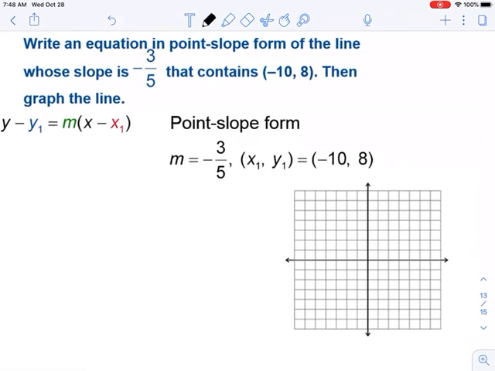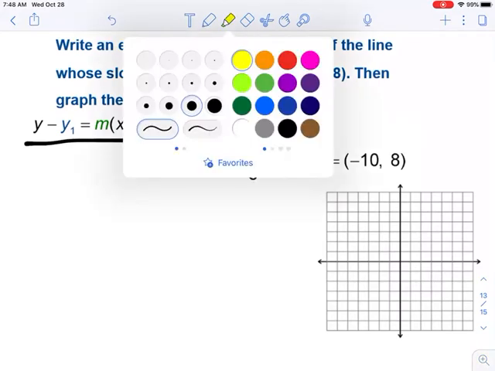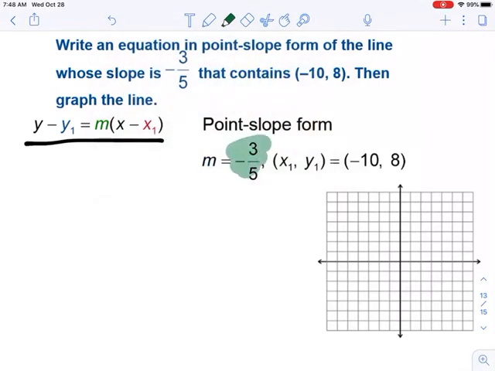Write an equation in point slope form of the line whose slope is negative 3/5 and contains the given point. All right, so here is our point slope form of a linear equation. We are given m, which is green, that's negative 3/5. The x value of the point we're given is red and the y value is blue. I just matched up the colors with what's inside of this equation.